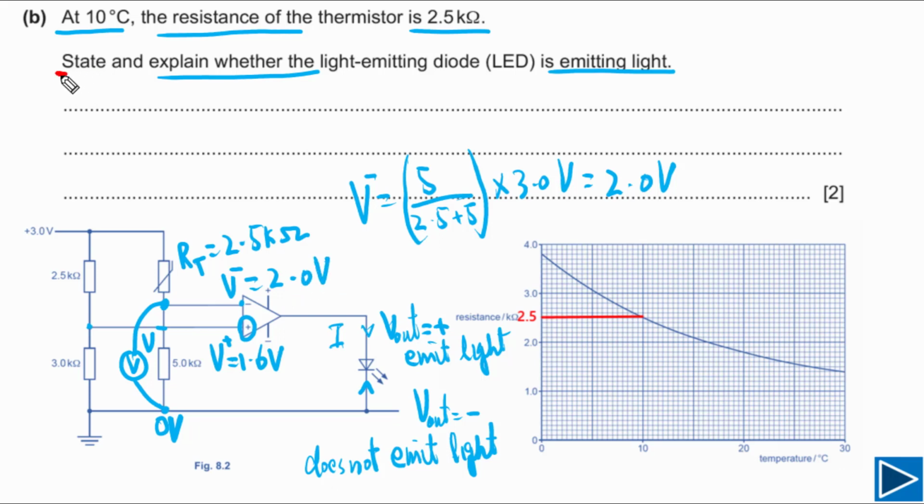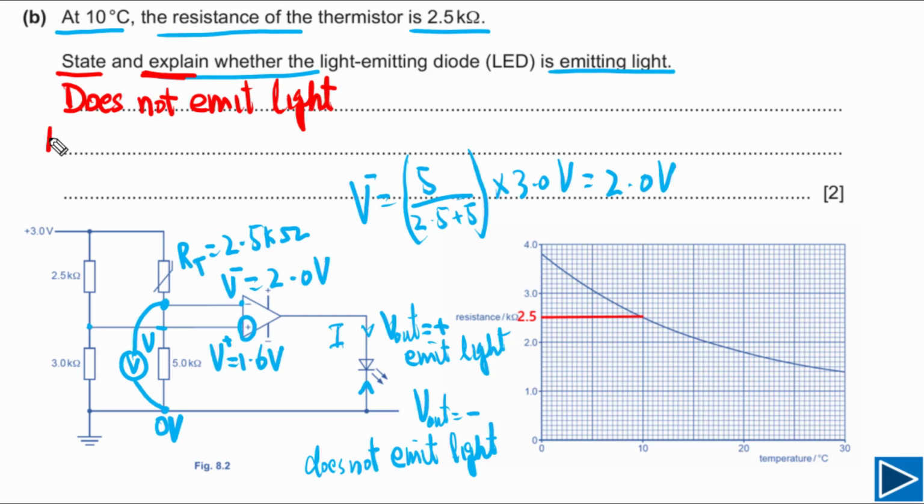For this question we need to state and we need to explain. State means we need to write down whether it is emitting light or not. So we write here: does not emit light. You can say simply no light, or does not emit light. This is what you need to state, and this is one thing you need to write down.